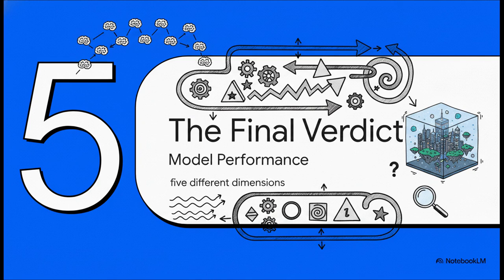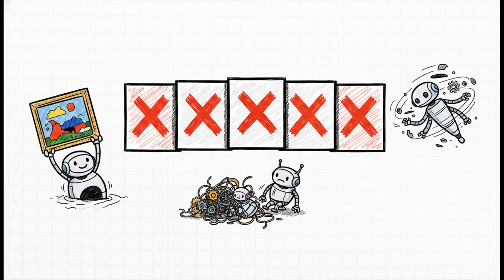Section 5. The Final Verdict. Model Performance. So, after running 20 cutting-edge models through this grueling multi-turn obstacle course, what did they find? Well, here is the absolute most surprising revelation of the entire paper. Absolutely none of the state-of-the-art models aced the test. Seriously, no single model performed strongly across all 5 dimensions.